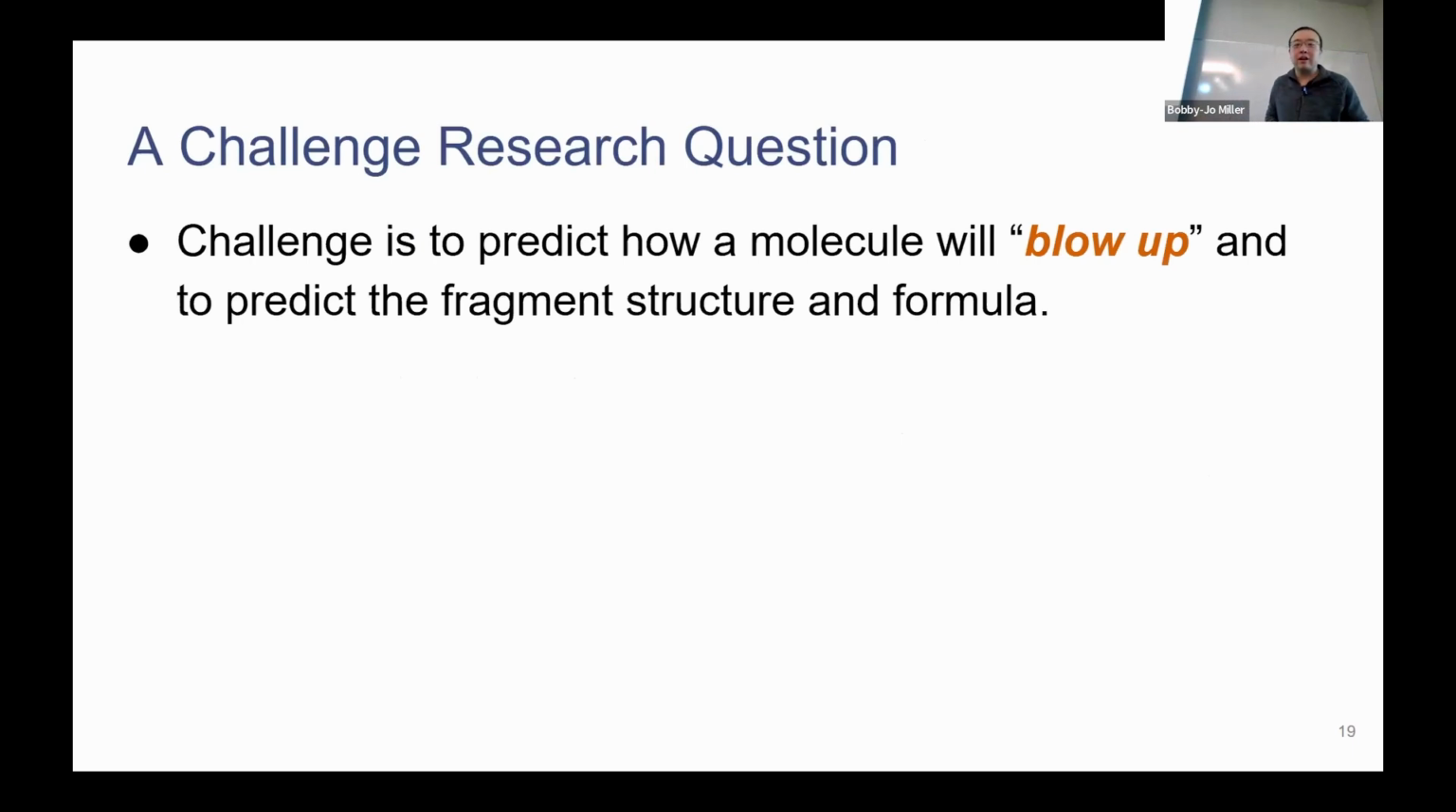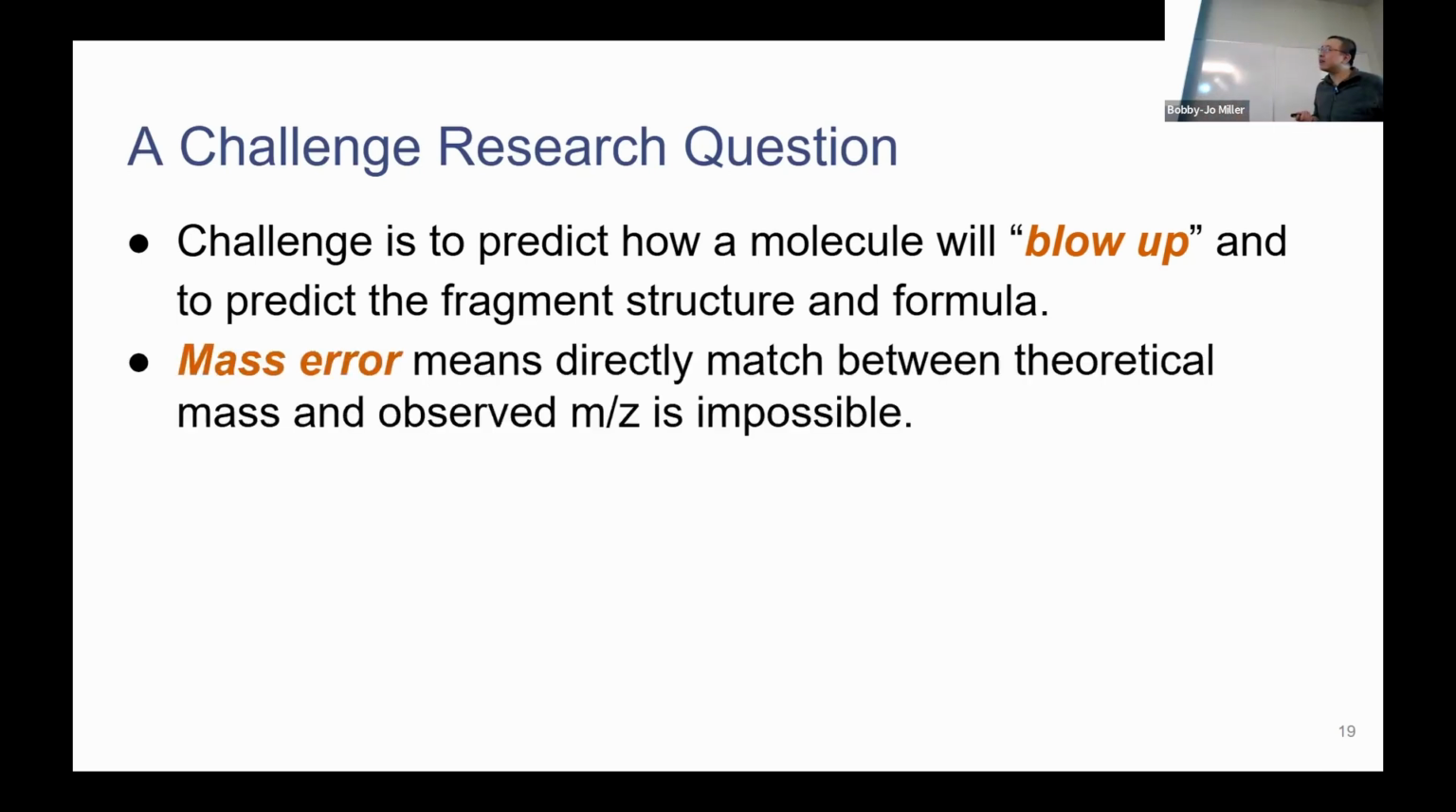Now, the question is, why do you think it's so hard to do? Well, the challenge here is predicting how a molecule will blow up, and we also want to predict the fragment structures and the formulas. The end users of those tools, also known as our chemistry and biology friends, are not happy if we just give them a number. Directly matching between structural mass and the m/z is impossible. We cannot just do a giant one-to-one mapping between the possible structures and molecular mass.